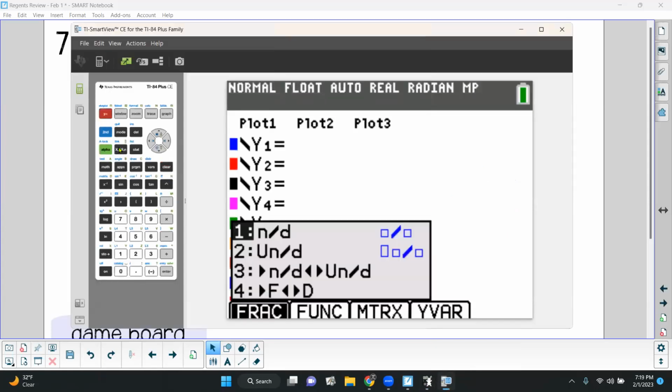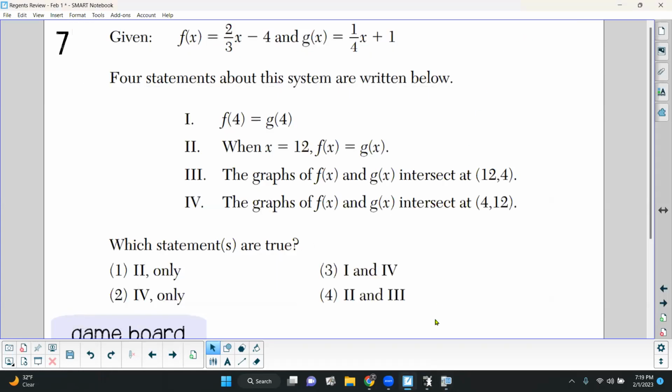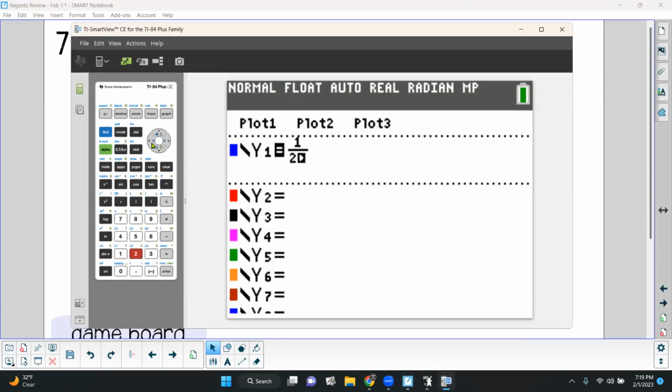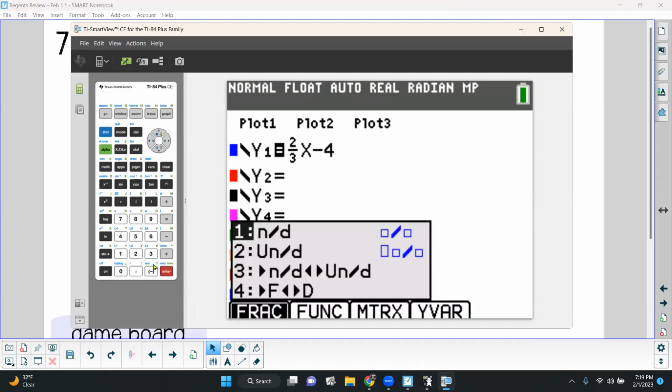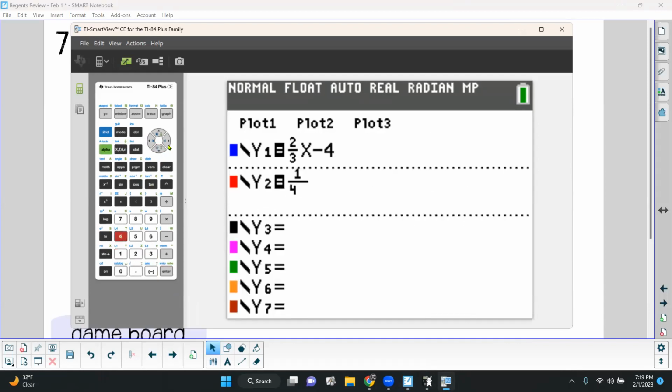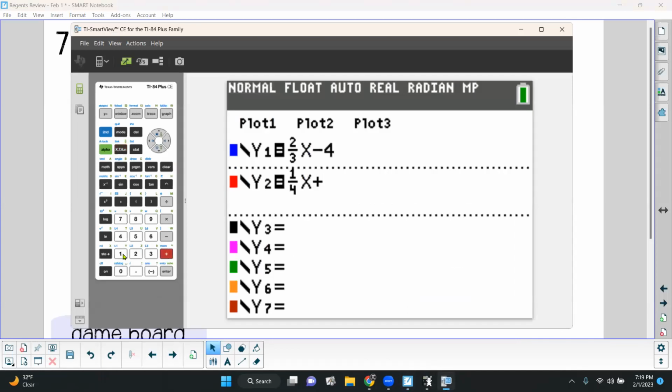Y equals... Oh, I think I'm doing this in a different order. 2/3 x minus 4, and then 1/4 x plus 1. Yeah, plus 1. All right, so maybe this one's a little bit bigger for you for those viewing the screen here.